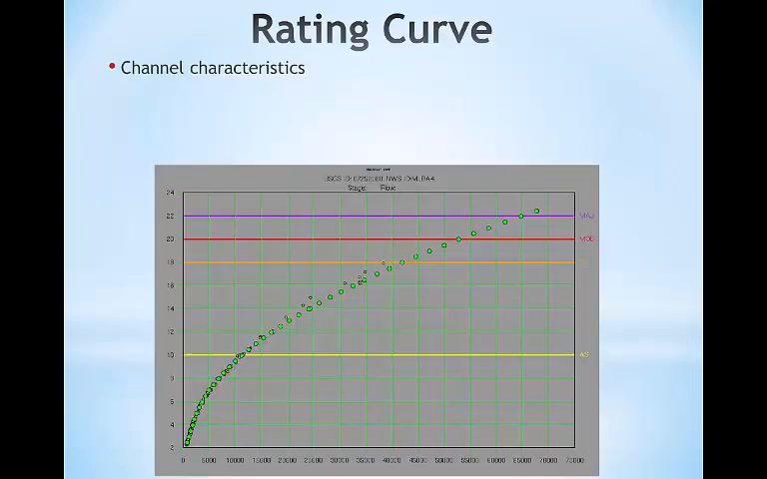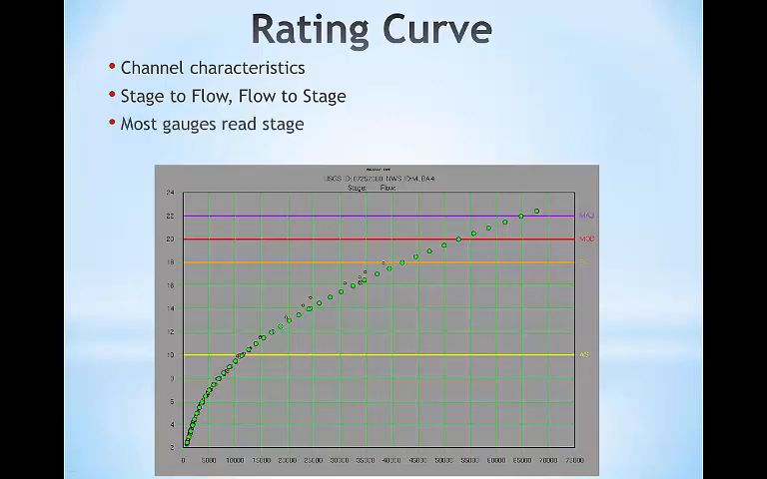Now the rating curve is something that we normally get from the USGS, and it's very important. It's based on channel characteristics. It converts from stage to flow, and from flow back to stage. You can see here on our y-axis we have stage in feet, and here on the x-axis we have flow in cubic feet per second. So if our gauge gives us a reading of 18 feet, we know we're at minor flood stage. We apply that to the rating curve, and that converts our flow to about 42,000 cubic feet per second, and then that's what goes into the model.